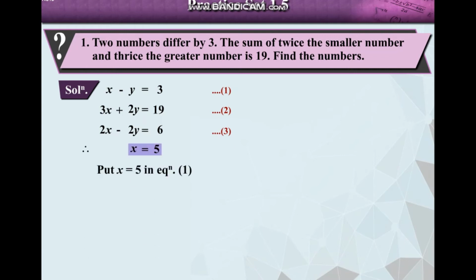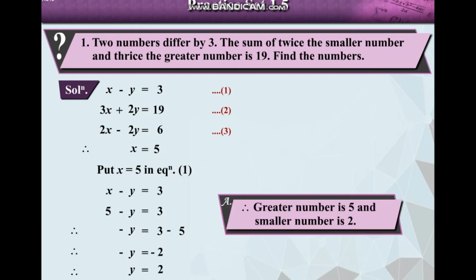Put x is equal to 5 in equation 1. x minus y is equal to 3. 5 minus y is equal to 3. Therefore, minus y is equal to 3 minus 5. Therefore, minus y is equal to minus 2. Therefore, y is equal to 2. Therefore, greater number is 5 and smaller number is 2.